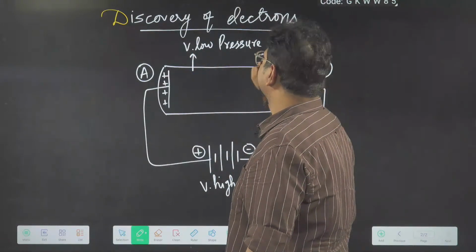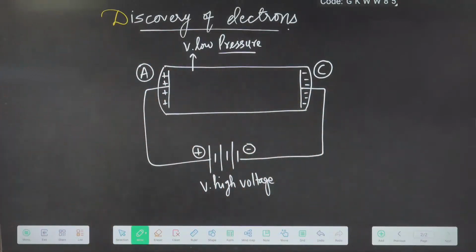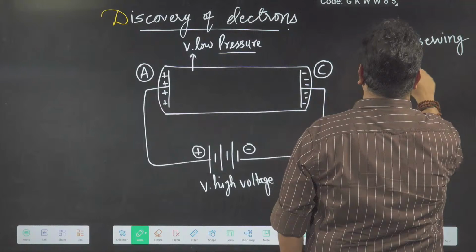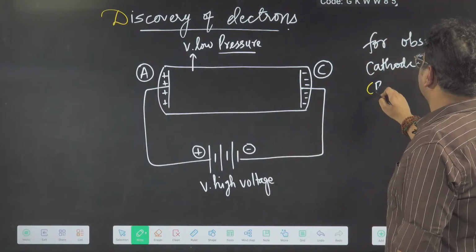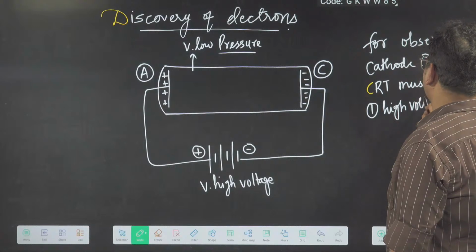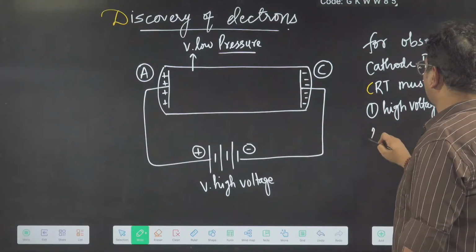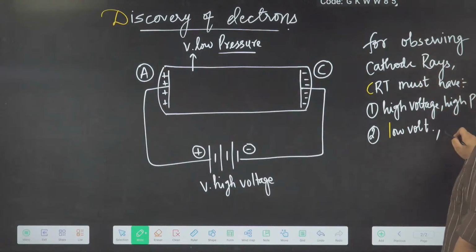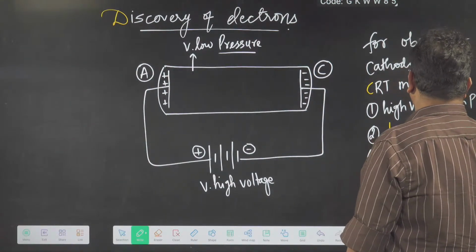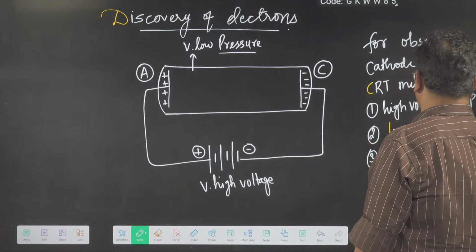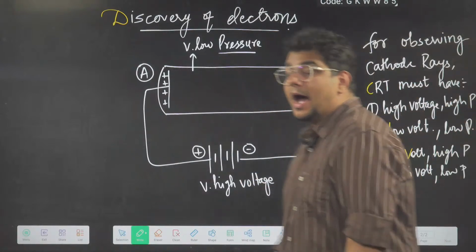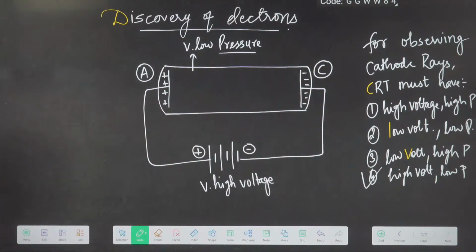So first question, they will ask you this only. For observing the cathode rays, the CRT, cathode ray tube, must have: high voltage, high pressure, low voltage, low pressure, low voltage, high pressure, or high voltage, low pressure. So what's the best answer? Voltage must be high, pressure must be low. High voltage and low pressure is required for observation of the cathode rays.